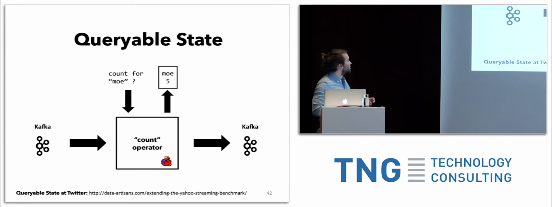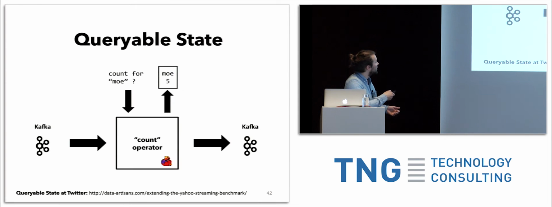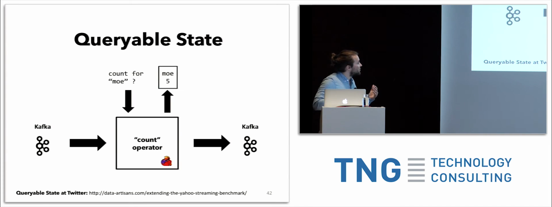And with Queryable State, what we can now do is ask the operator while it is running, hey, operator, what is your current count for, say, Mo? And then the operator would give the result. The current count for Mo is 5. So what this gives the user is that it can have both these hourly results written to the Kafka log, but also it can, up to the second, know what the current count for things are.